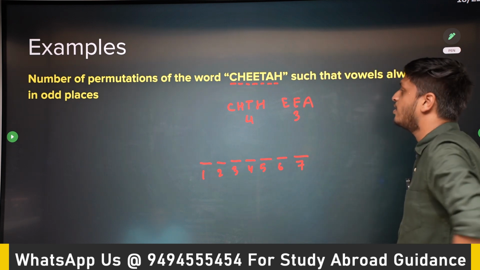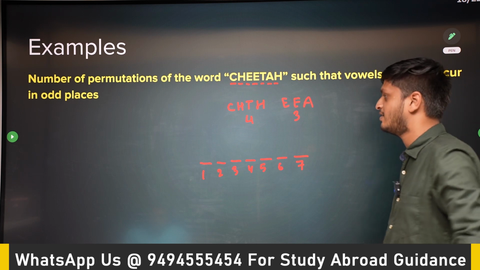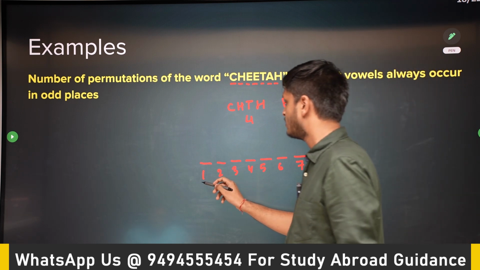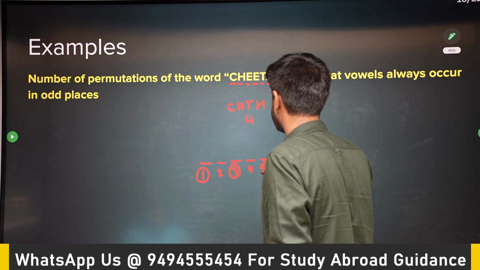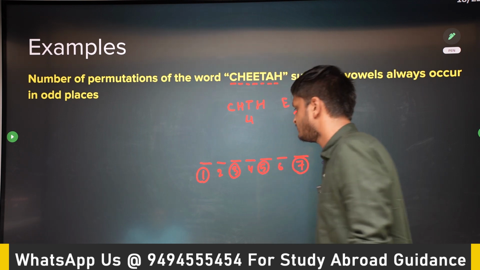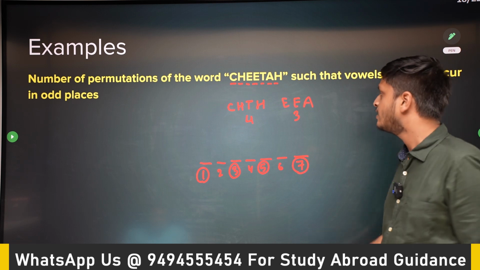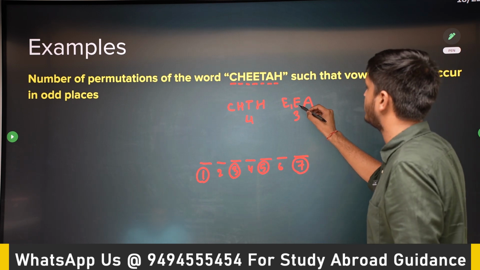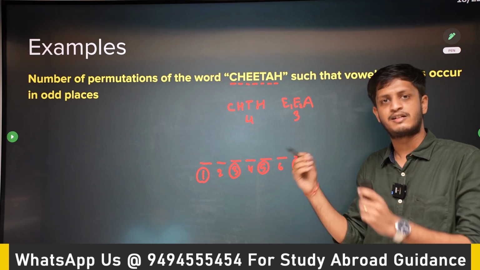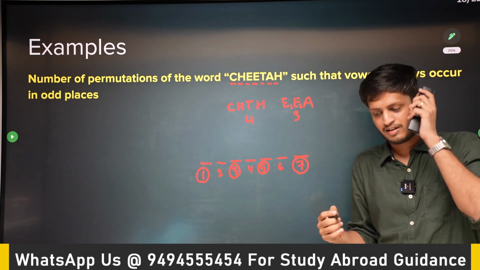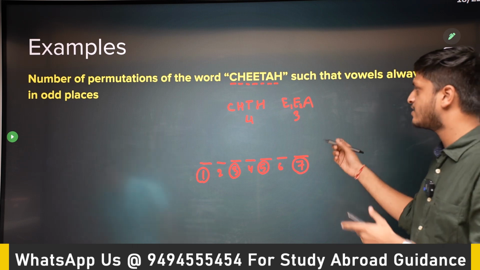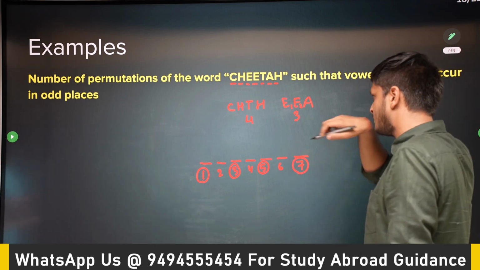Now the vowels always occur in odd places. They have a specific requirement, that a vowel can only come in this place, or this place. So for now, let's assume these 2 are different. Whenever you have repetition, consider them different first. Solve the problem, and then you can always encounter the overcounting. You can just divide.